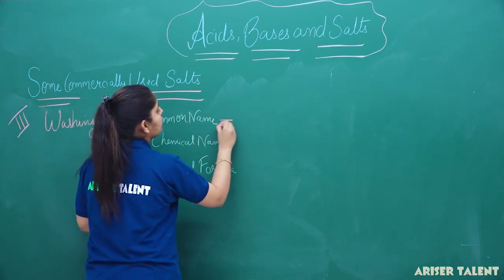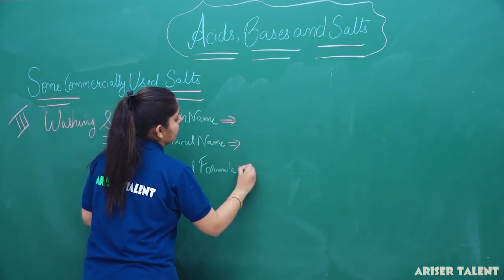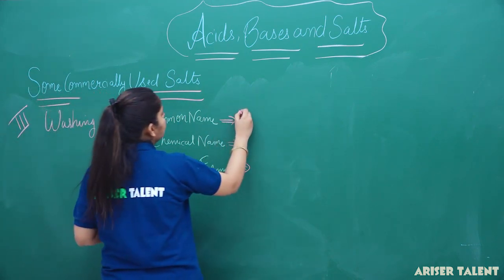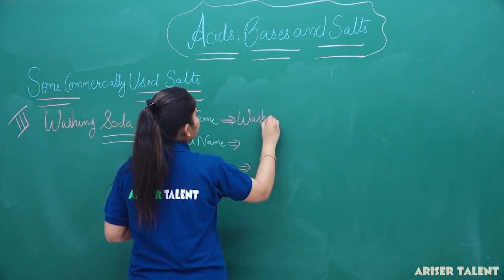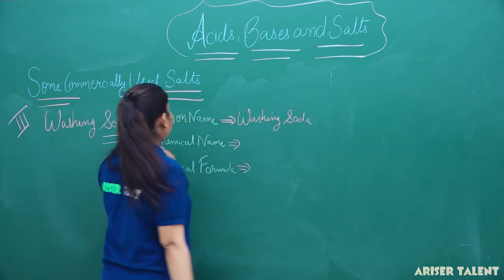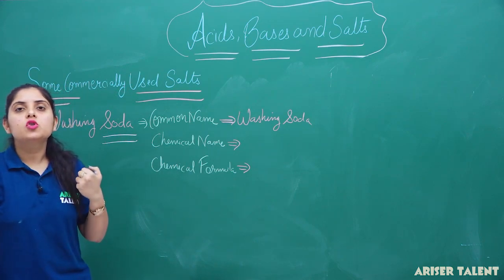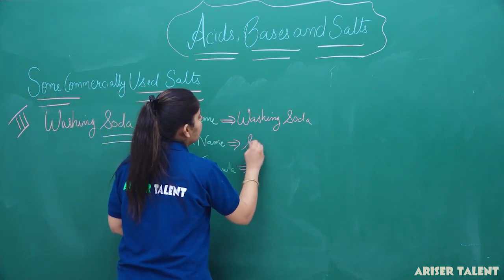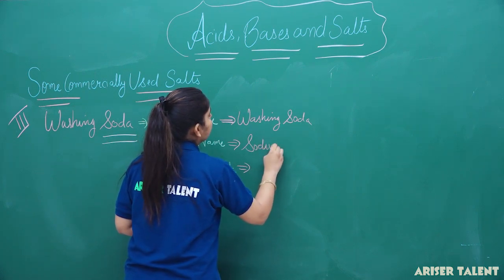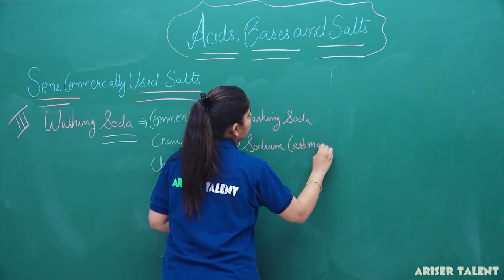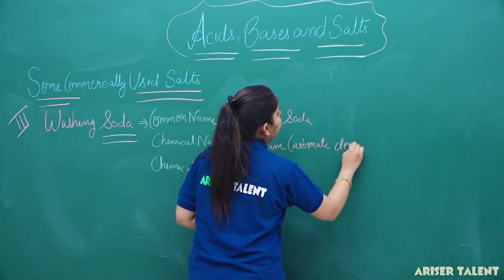Now, firstly, the common name is washing soda. So, the common name is washing soda. Its chemical name will be sodium carbonate decahydrate. So, its chemical name will be sodium carbonate decahydrate.